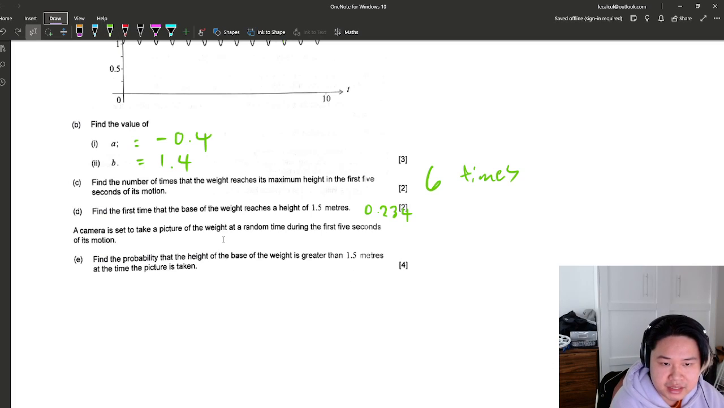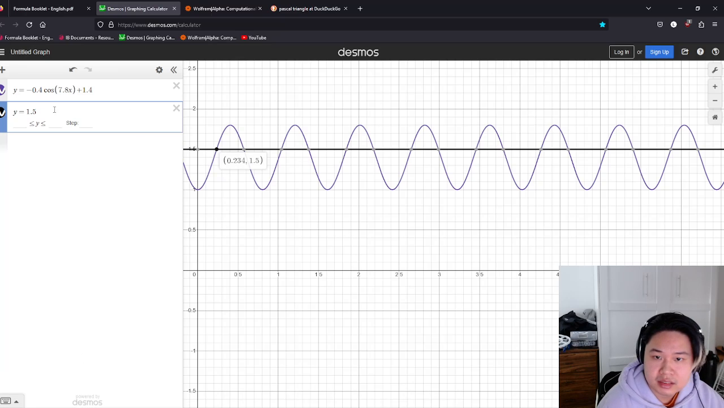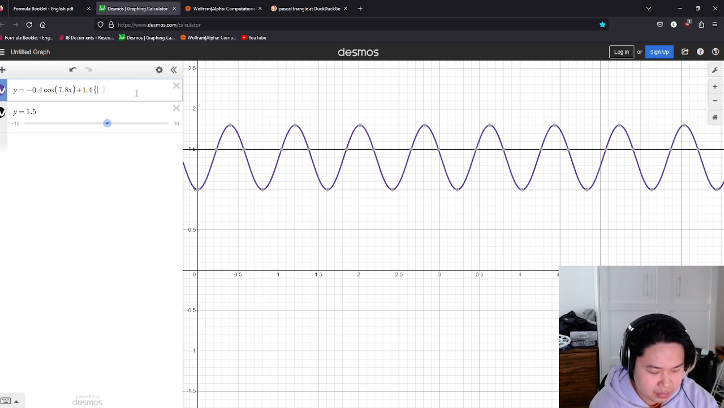Again, use your graphing calculator, equation solver, whatever. Okay, a camera is set to take a picture of the weight at a random time during the first 5 seconds of its motion. Find the probability that the height of the base is greater than 1.5 meters. Okay. So first, let me just shorten this to 5 seconds.